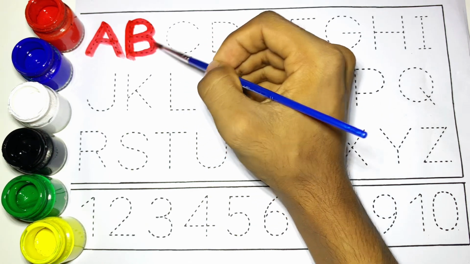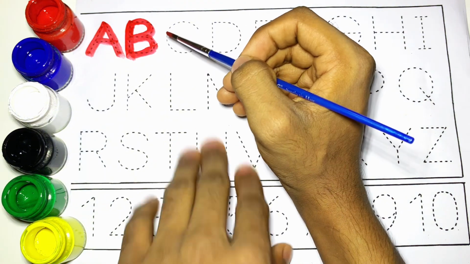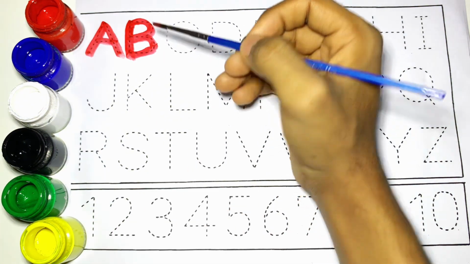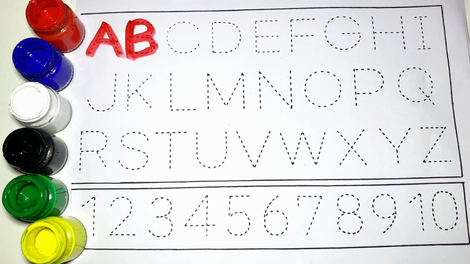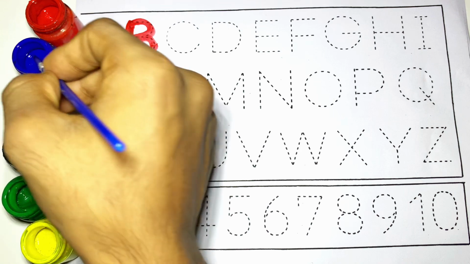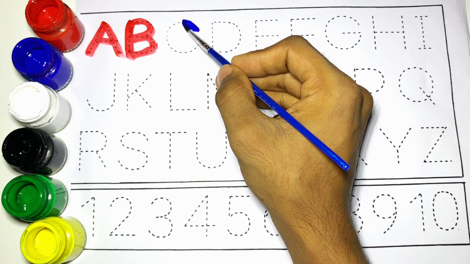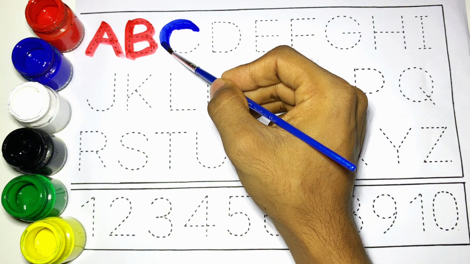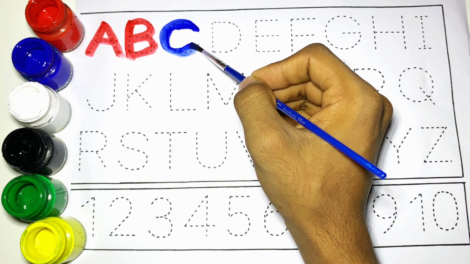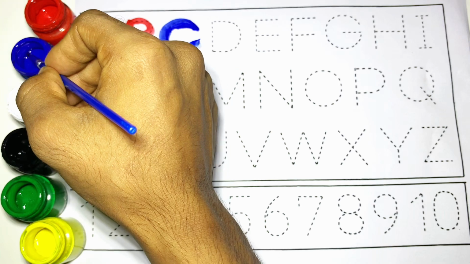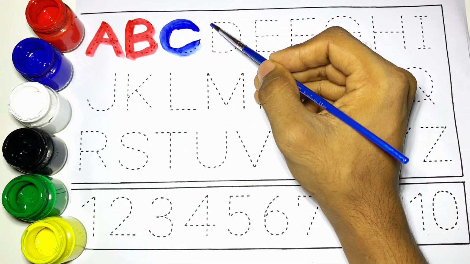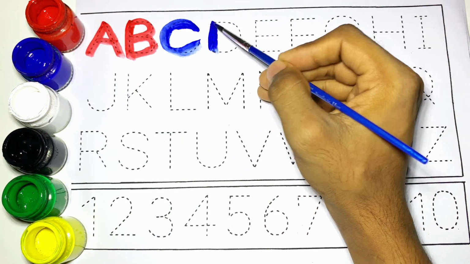The alphabets of B. Kids, now draw C. C for cat, C for car. The alphabets of C. And use blue color. C for cat, C for car. Kids, again use blue color and draw D.